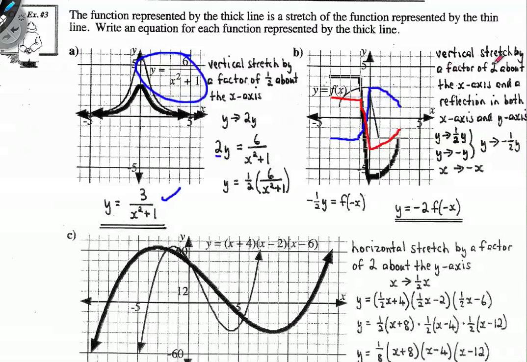Vertical stretch by a factor of 2, you can do that first, about the x-axis, and then a reflection in both the x and the y-axis. So here's the replacement terminology. Basically y goes to negative a half y, because you've got the reflection in the x-axis and the expansion by 2 vertically, and then a reflection in the y-axis, x becomes negative x. So with this equation, y equals f of x, we get the two things replaced. We can bring the negative a half to the other side, it becomes negative 2 on this side.